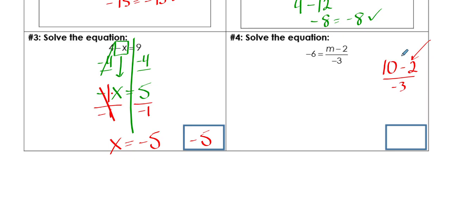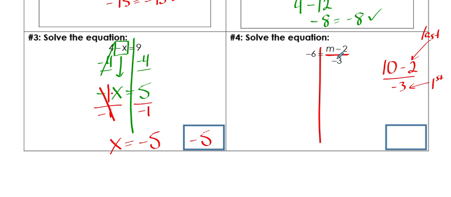Solving an equation is working order of operations backwards. So that means that is going to be the last thing that we deal with. So this is going to be our first step. So I want to think about how to cancel out that negative 3. Right now, that's showing that we're dividing by negative 3.